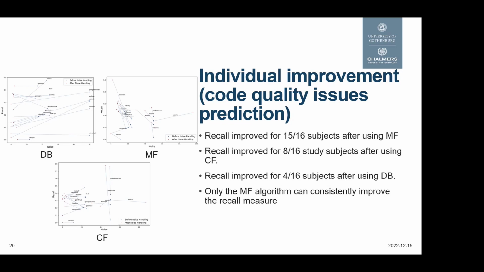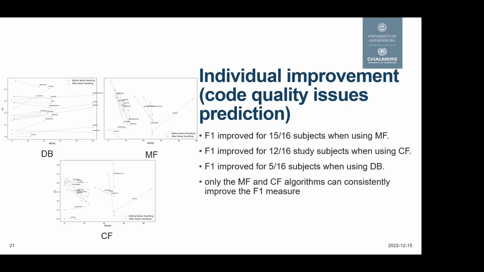Now, if we look at the improvement trends in recall, we observe that applying MF consistently improves the recall, while CF and DB are not as consistent as MF. And from the F1 improvement trends in the figures, we observed that only the MF and CF algorithms could consistently improve the F1 score, whereas the DB reduced it, as you see here. The improvements with the DB were only for 5 out of 16 subjects, compared to 12 and 15 for CF and MF.